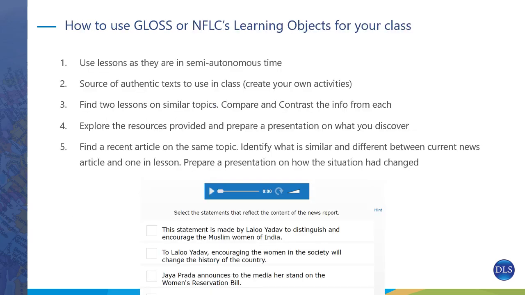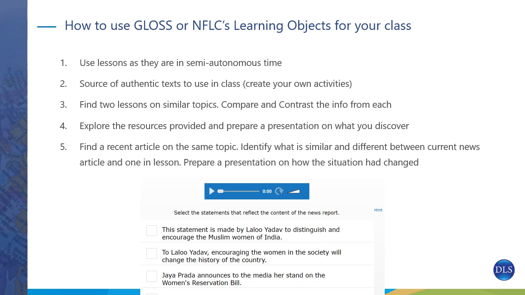So what are some ways that you can use Gloss or NFLC's learning objects for your class? The easiest thing to do would be just to use the lessons as they are in the semi-autonomous time or for homework. You can find something that's at the right level on the right topic and just assign that lesson to the student, let them work through the activities exactly as they are.